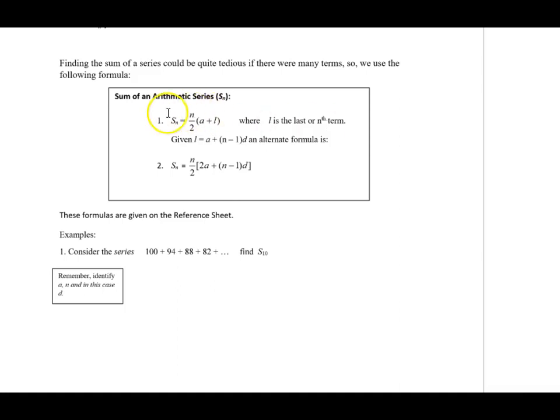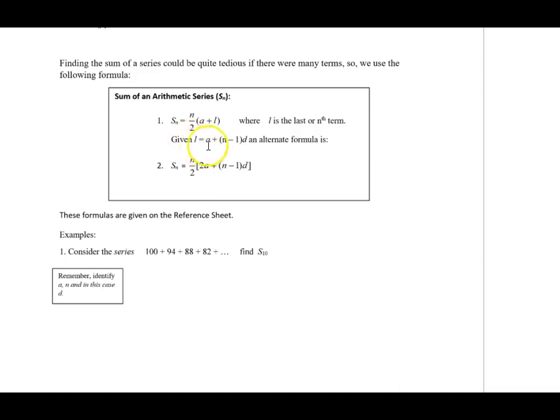So the sum of an arithmetic series, or the series is when you sum it, Sn is equal to n on 2, so the number of terms, bracket a plus l, where l is the last or the nth term that you're summing to, and of course we know that a is the first term.